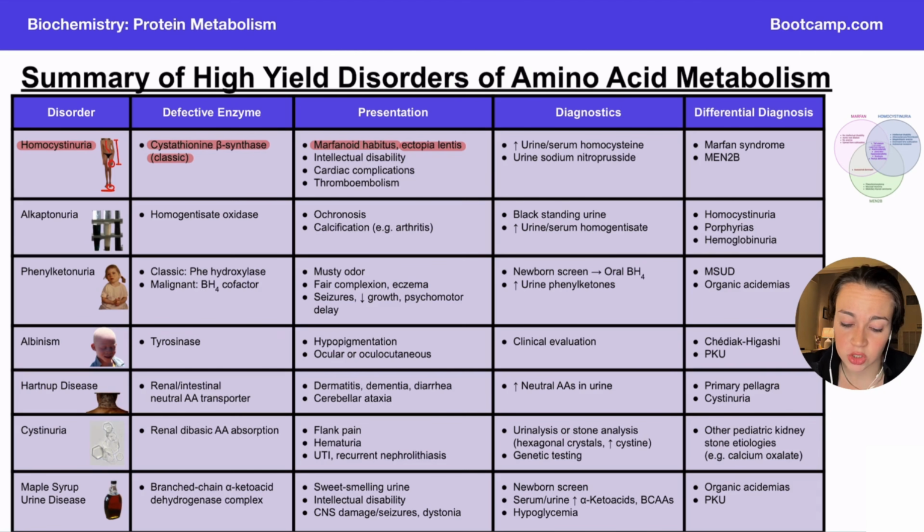Other features of homocystinuria include intellectual disability. You can see cardiac complications from things like premature atherosclerosis. These are patients who get myocardial infarctions at a pretty young age, as well as thromboembolism. Diagnostics here are an elevated urine and serum homocysteine, as you might expect, and you can use a urine sodium nitroprusside test. The other place we saw that test was actually in cystinuria. The urine sodium nitroprusside test will be positive and turn red in the presence of sulfur-containing amino acids, like homocysteine and cysteine.